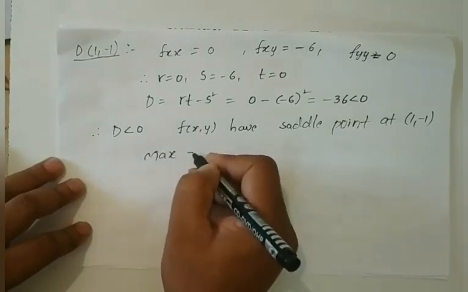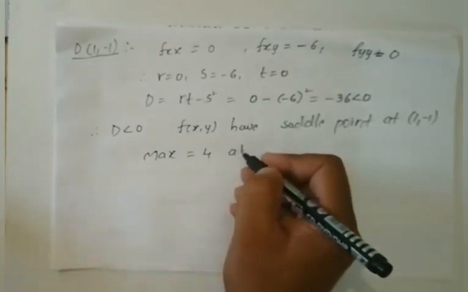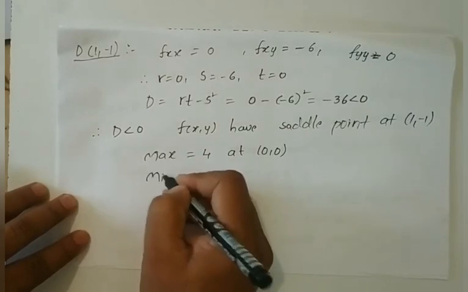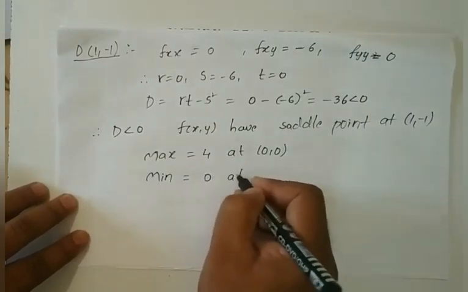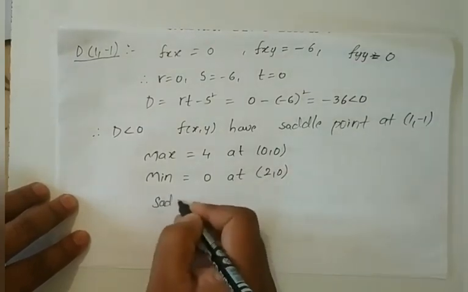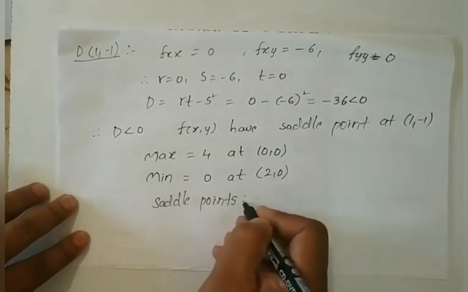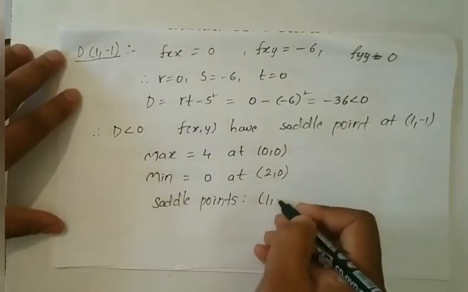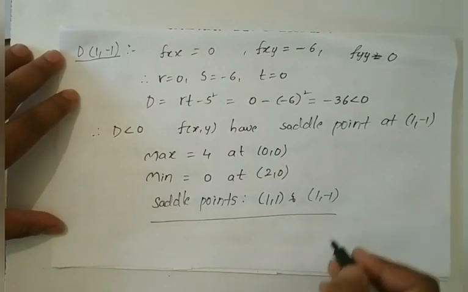So what is the answer here? Maximum is equal to 4 at the point 0 comma 0. Minimum is 0 at the point 2 comma 0. And saddle points are 1 comma 1 and 1 comma minus 1. This is the answer.